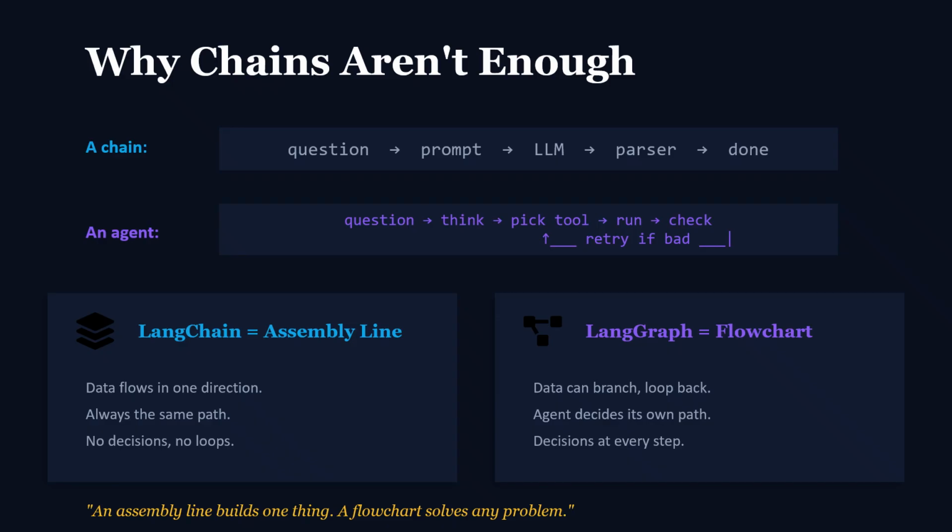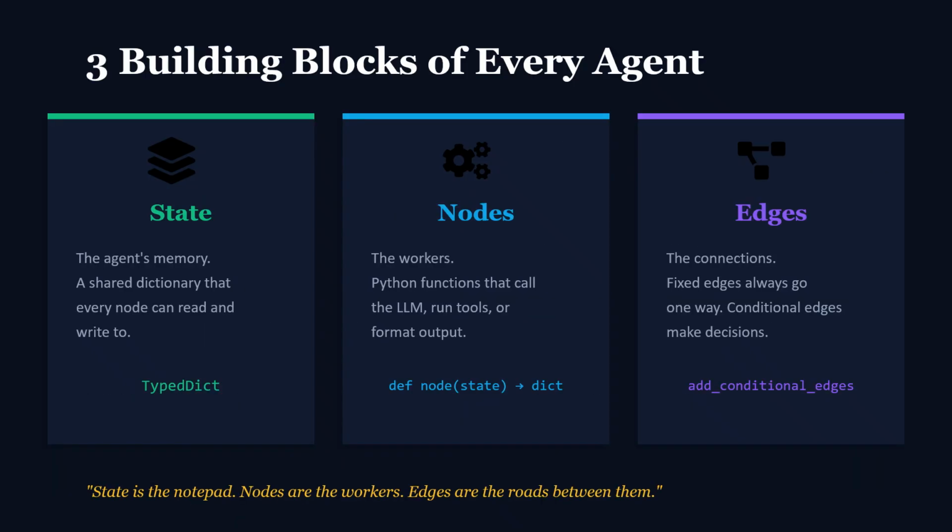Let me show you the three building blocks. Every LangGraph agent is built from exactly three things. First, state. Think of it as the agent's shared notepad. It is a Python dictionary that flows through the entire graph. Every node can read from it and write to it. It holds the user's question, conversation history, tool results, and the final answer.